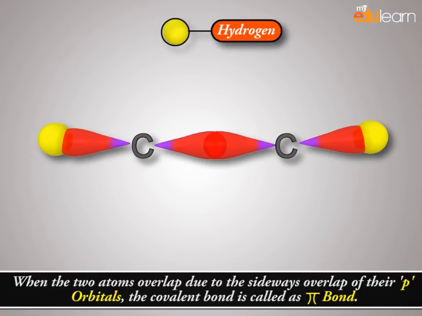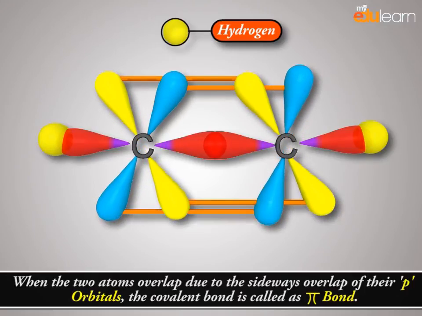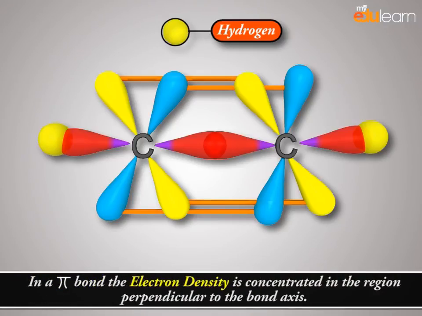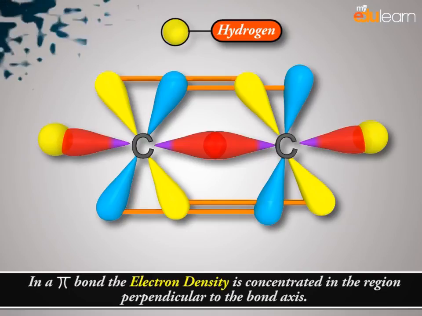When two atoms overlap due to the sideways overlap of their p orbitals, the covalent bond is called a pi bond. In a pi bond, the electron density is concentrated in the region perpendicular to the bond axis.